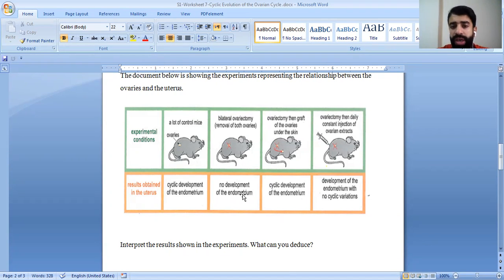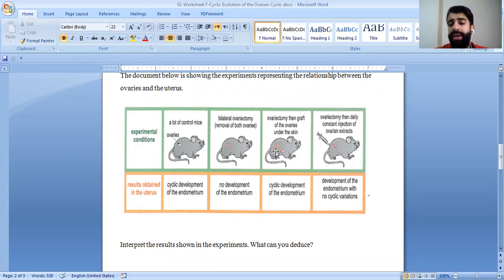Third experiment, we did ovarectomy, meaning removal of the ovaries. So from now on, ectomy is removal. So ovarectomy is removal of the ovaries. Then grafting of the ovaries under the skin. We grafted the ovaries under the skin. What will happen? We have cyclic development of the endometrium. So we grafted them under the skin and not in their normal position.